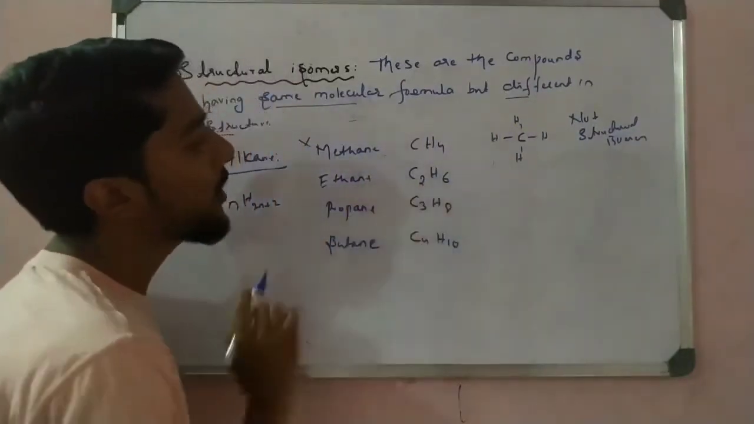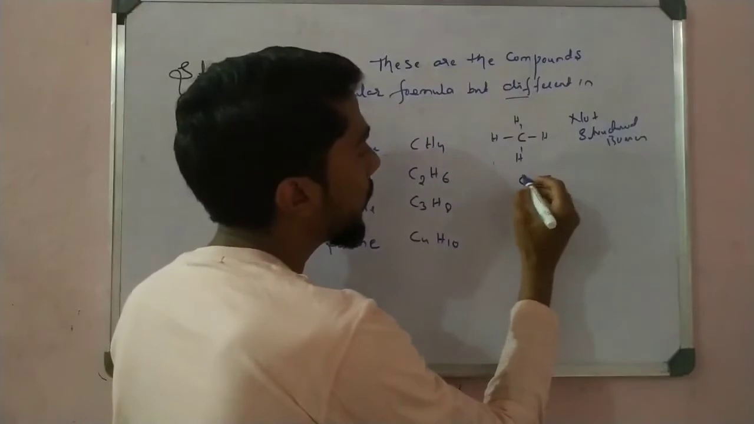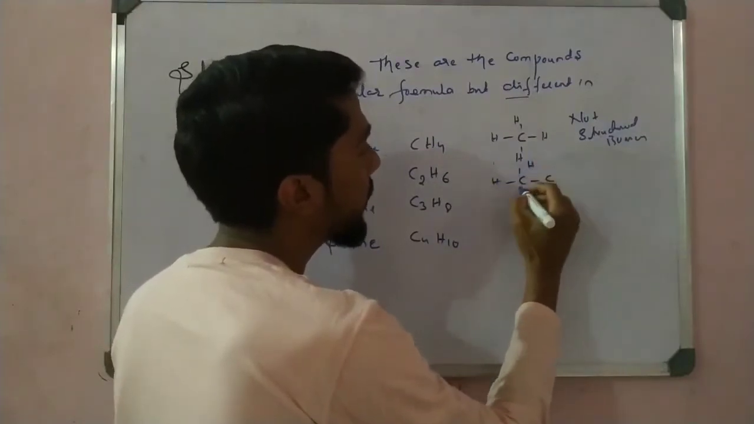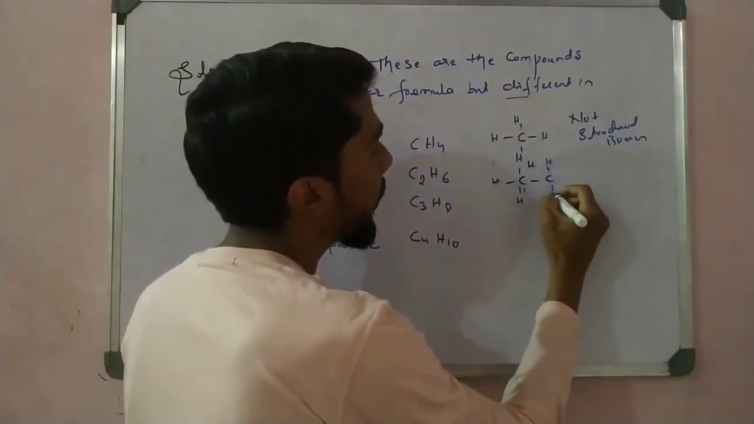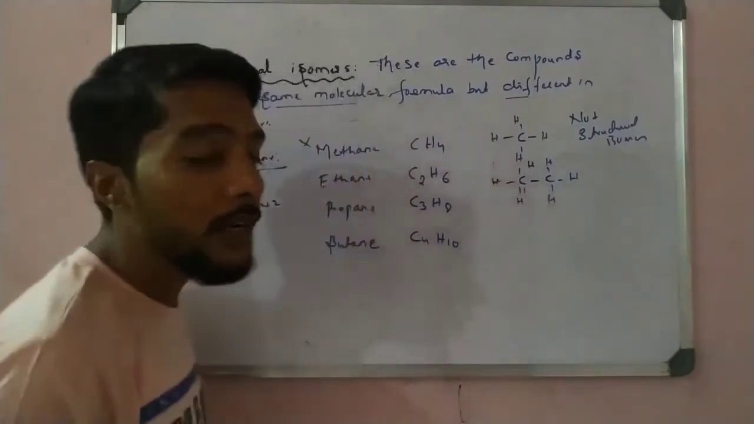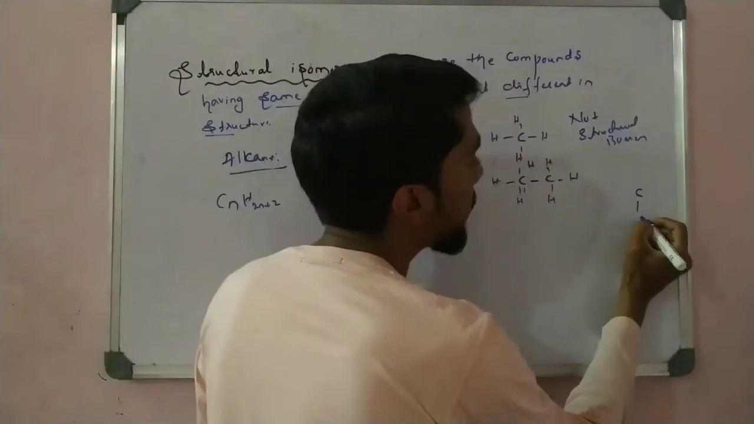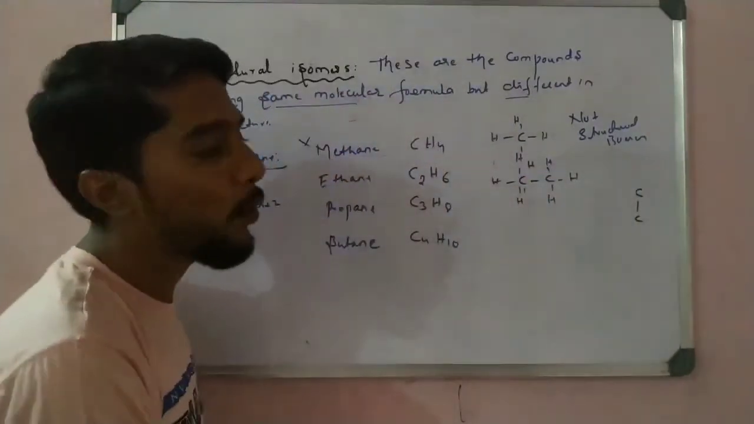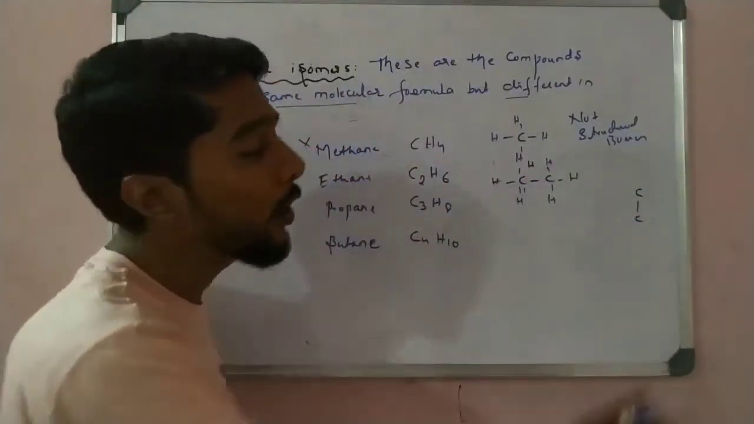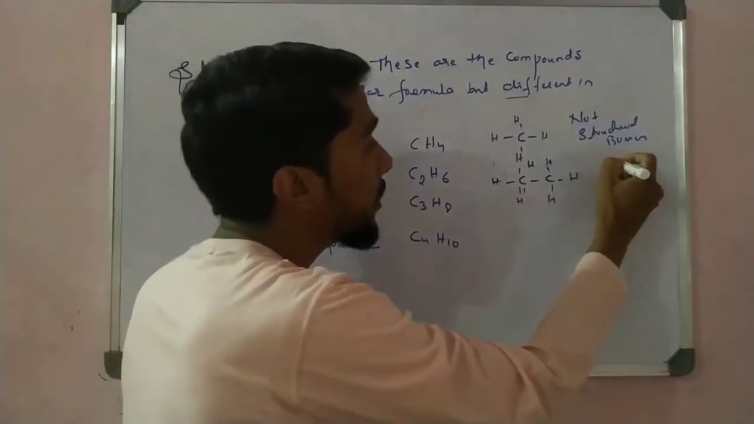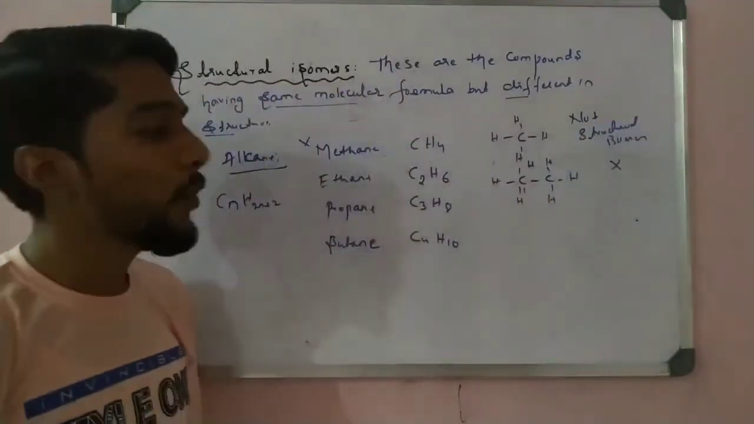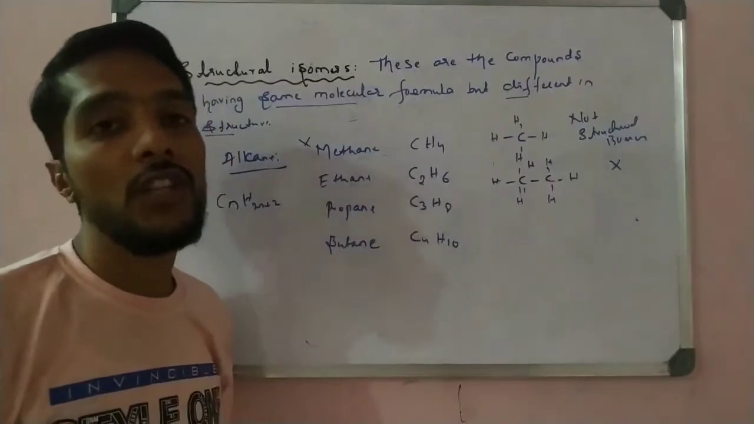Now let us see this one. This has 2 carbons, arranged like that. Only this arrangement is possible, we cannot make a branch here. If I make it like that, both are the same, both are considered a straight line, so it is not possible. So this also cannot show structural isomerism. Okay, so ethane also does not form structural isomers.